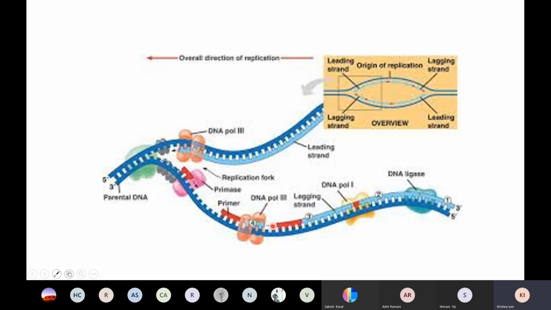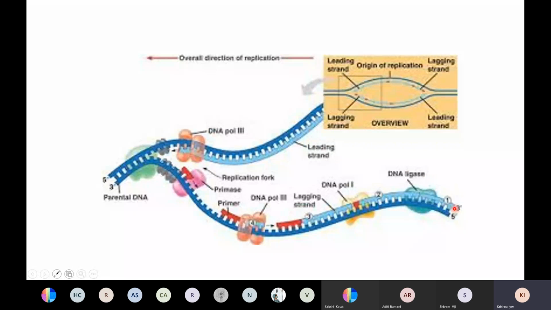It removes this RNA primer and fills it with DNA. That is what it has done. It is going to fill this with DNA, and after it is done, there will be a little gap, and that gap will be sealed by ligase. So now that is complete.